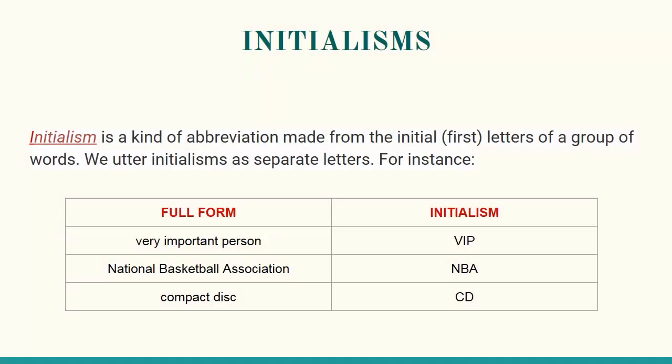Then we have now initialisms. Initialism is a kind of abbreviation made from the initial letters of a group of words. Then we utter initialisms as separate letters. For instance, right below we have three examples. The first one is very important person. The respective initialism is VIP.